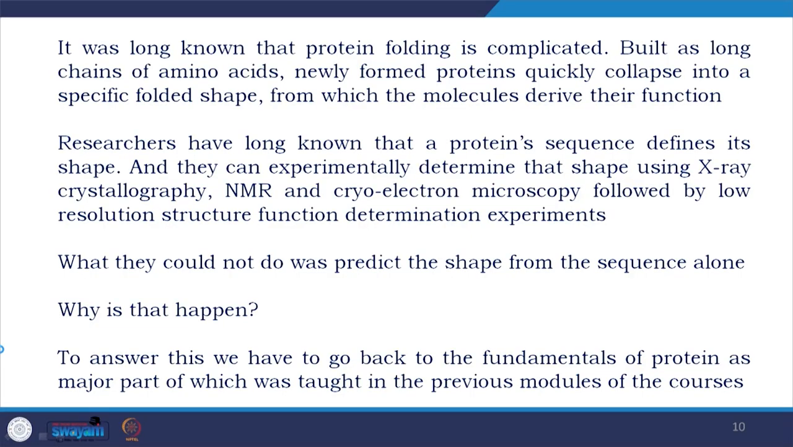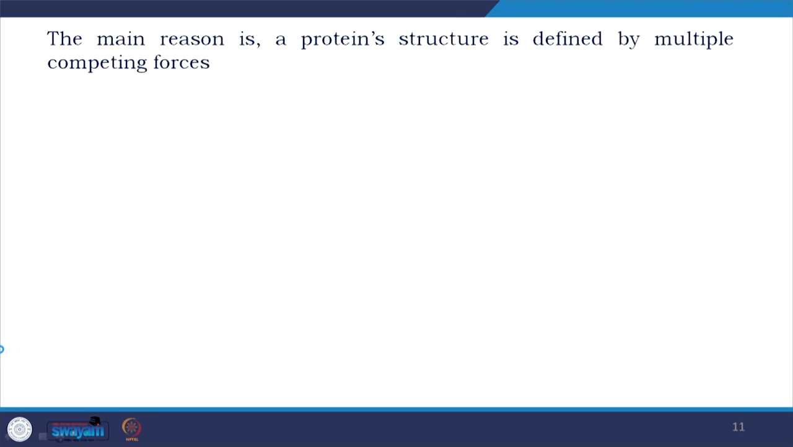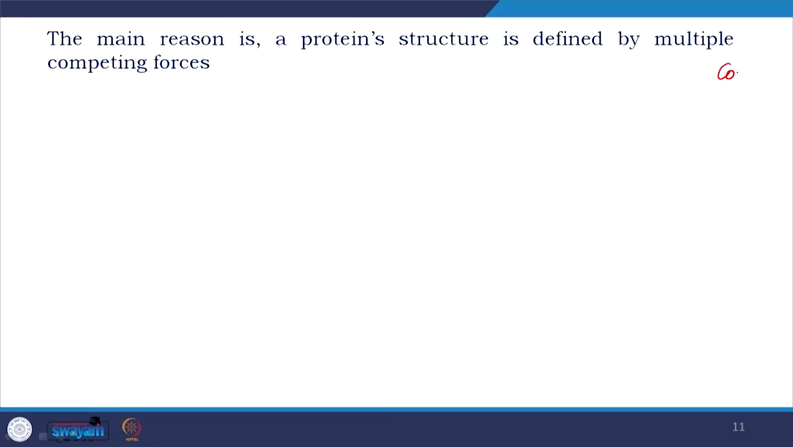Why does that happen? To answer this, we have to go back to the fundamentals of proteins, as I taught you, which we discussed in the previous lectures. So the main reason is that a protein structure is defined by multiple competing forces. You have the string, and you have to take the string to a shape. In the case of protein, the protein makes this string through covalent bonds. But now you need a lot of non-covalent bonds.